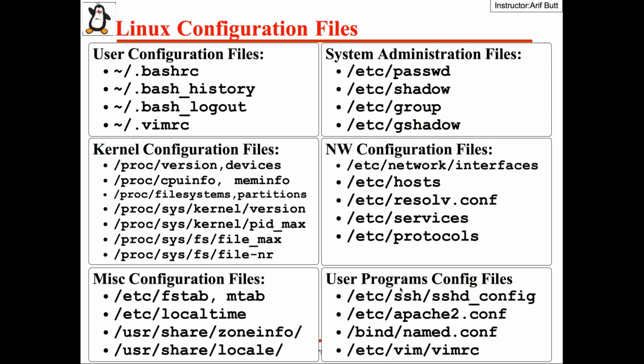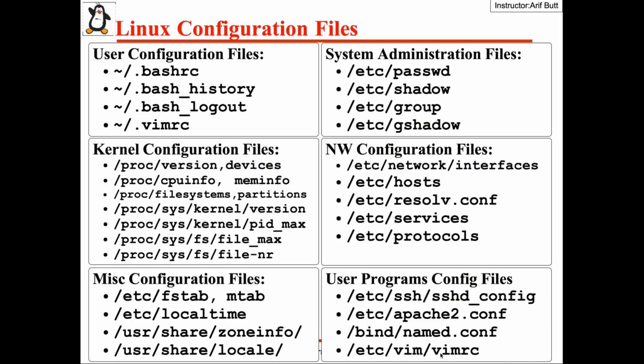Well, in this head I have mentioned different program specific configuration files. For example, /etc/ssh/sshd_config stores configuration information for the secure shell daemon. /etc/apache2/apache2.conf is the main configuration file of the Apache web server. /etc/bind/named.conf is the main configuration file of the bind9 DNS server. And this /etc/vimrc, I have talked about it. This contains system wide configuration for the Vim editor.